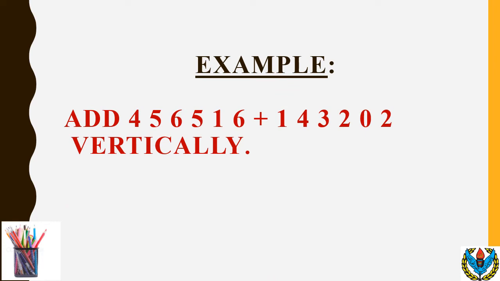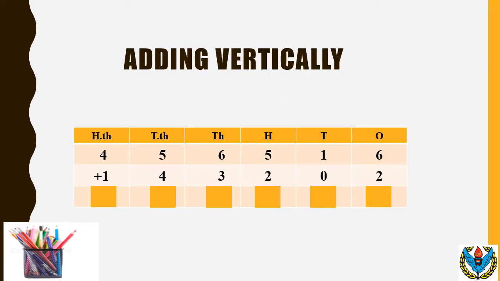We have to add these two numbers vertically. Firstly, we will write them in the vertical form and then we will start adding them from the right side, means from the ones column. Now look at the ones column. The numbers here are 6 and 2. By adding them, 6 plus 2 is equals to 8. Now in tens column, the numbers are 1 and 0. By adding them, we get 1.